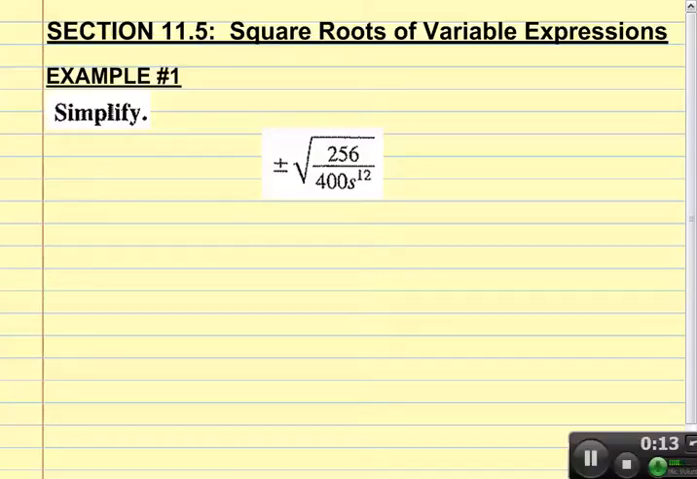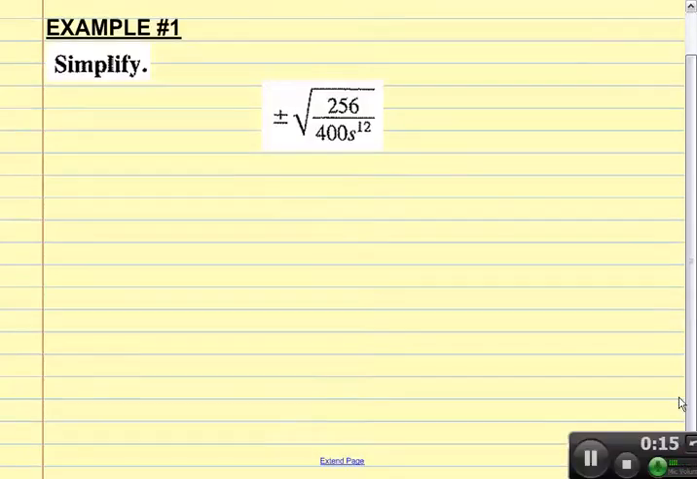Now they want the positive and the negative, so I know that my answer is going to be plus or minus. I'll just write that over there right now. I know that they want both of those, okay? And let's see. Let's try to reduce this and see what we get.